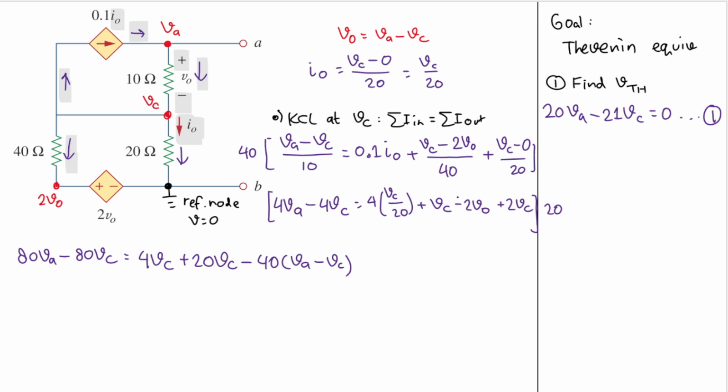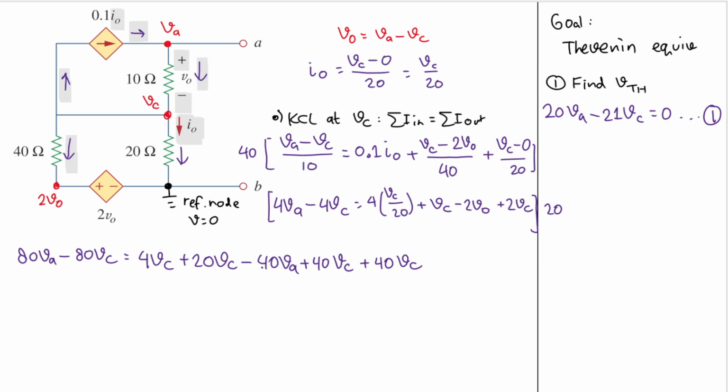Good. And then plus 2VC, so I will have plus 40VC. Okay, maybe let's distribute this 40, so I will have minus 40VA plus 40VC, right? Minus 40VA, then plus 40VC. Good.